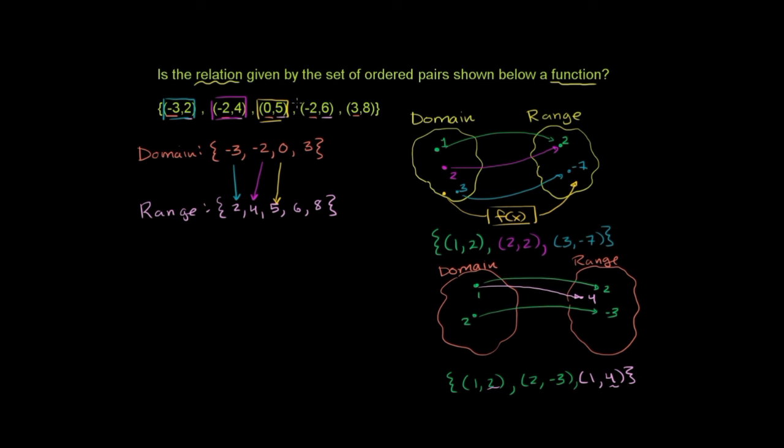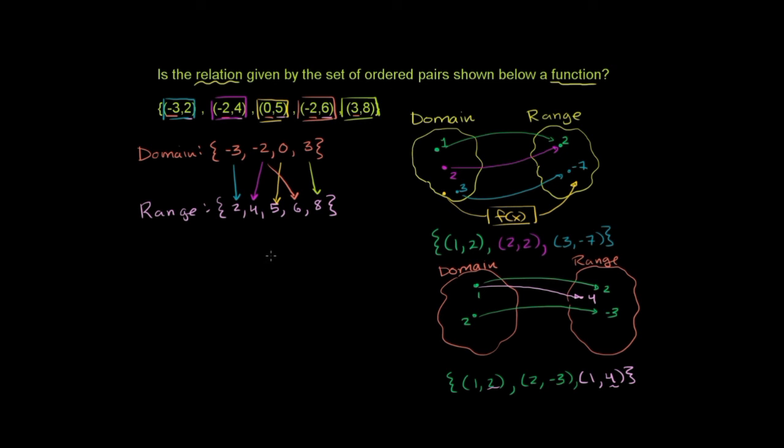We have -2 is mapped to 6. Now this is interesting. -2 is already mapped to something, and now this ordered pair is saying it's also mapped to 6. And then finally, I'll do this in a color that I haven't used yet, although I've used almost all of them. We have 3 is mapped to 8.